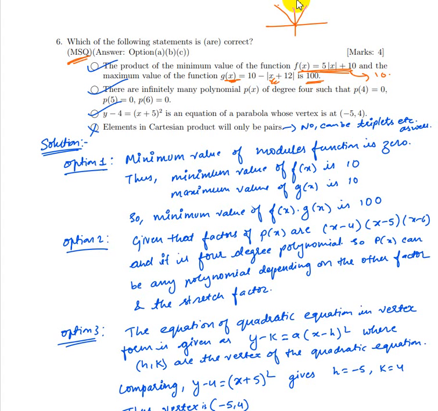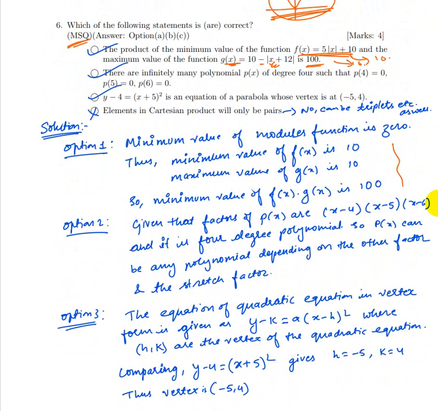Okay, and this is actually negative of mod, which will make it inverted. This graph will get inverted about this thing. So the maximum of g(x) will again be 10, and their multiplication will be 100. So this option is correct, which is written here also. Yes, 100. So this option is correct.